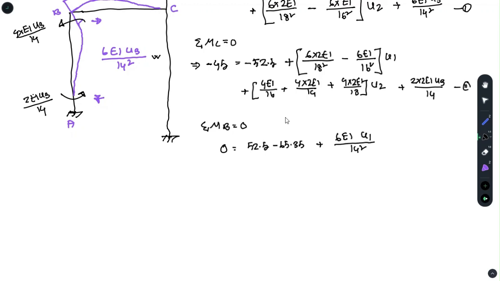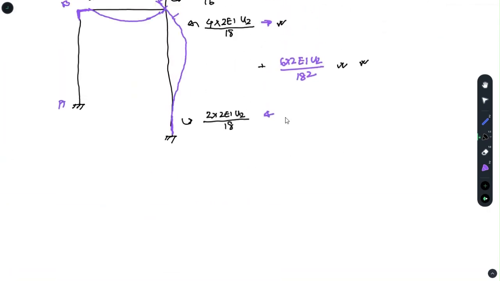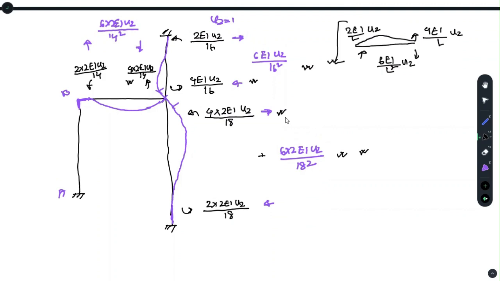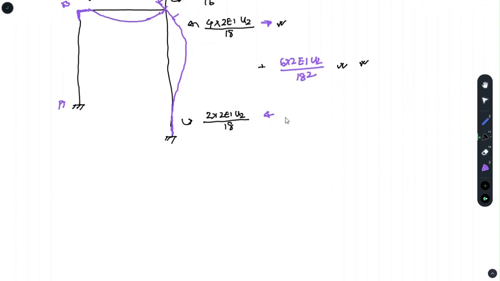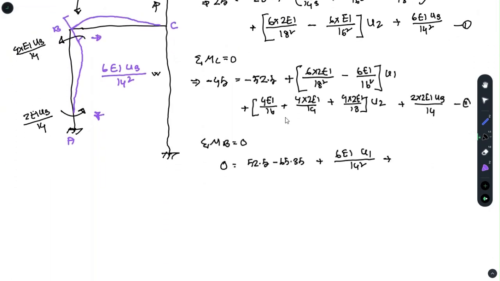So what are the moments we got after the application of Doki U2? Let's go to our previous picture. We got one moment, which is twice multiplied by twice EI U2 over 14, and it was anti-clockwise hence positive, plus twice multiplied by twice EI over 14 U2.